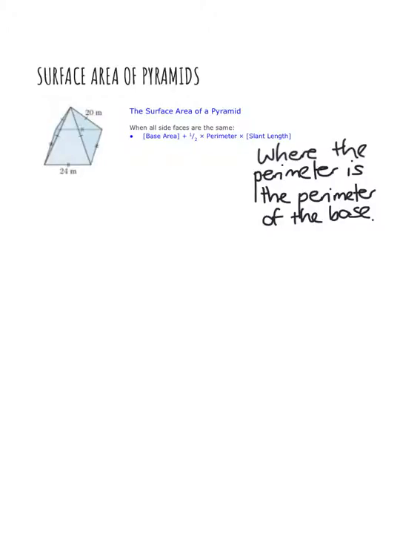We've got a pyramid here, and because all the side faces are the same, and we can tell that by all the little dashes on the sides, the surface area is going to be equal to the base area plus half times the perimeter times the slant length. Now it's important to note that when we're talking about the perimeter, we're talking about the perimeter of the base, not the perimeter of the whole shape. So let's use that formula.